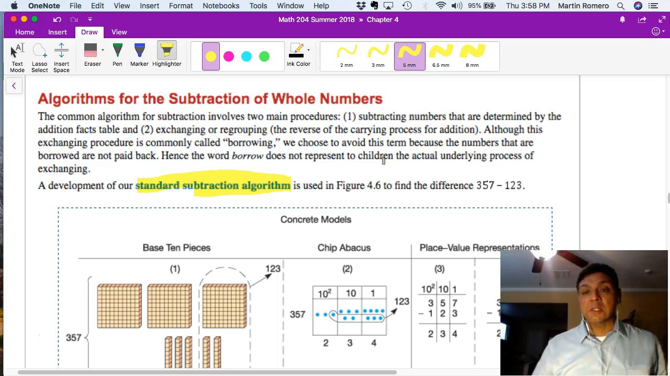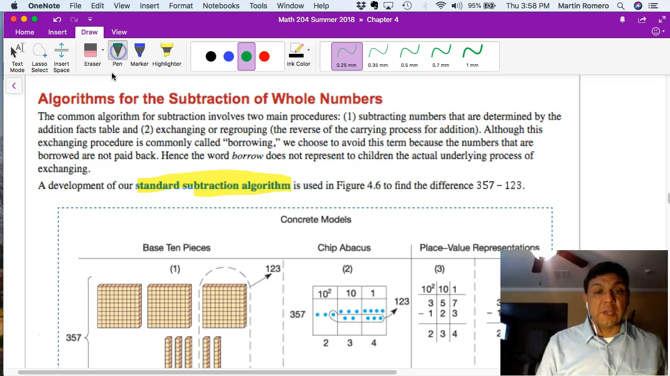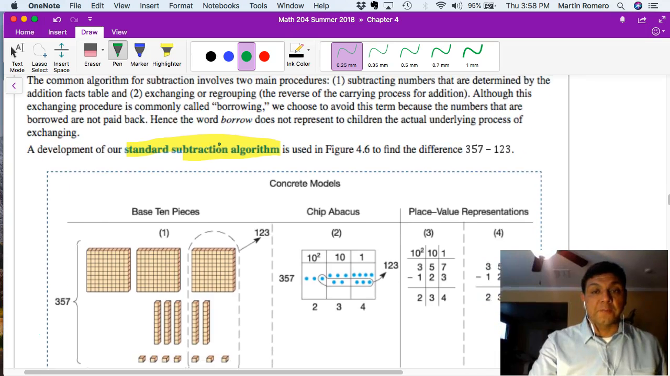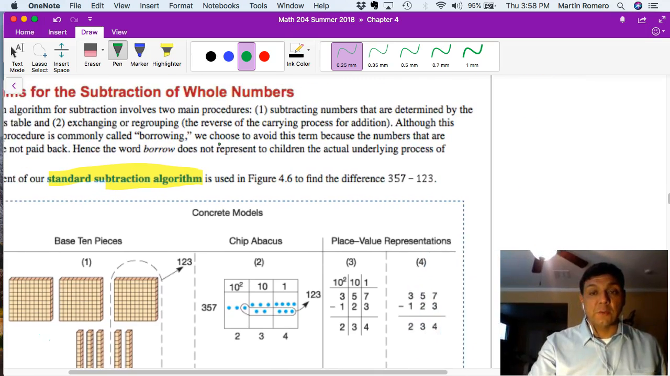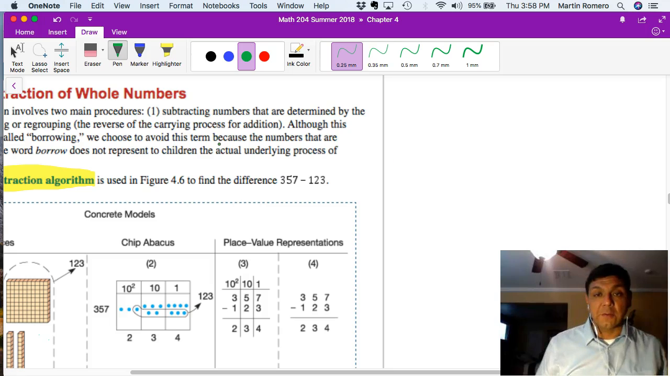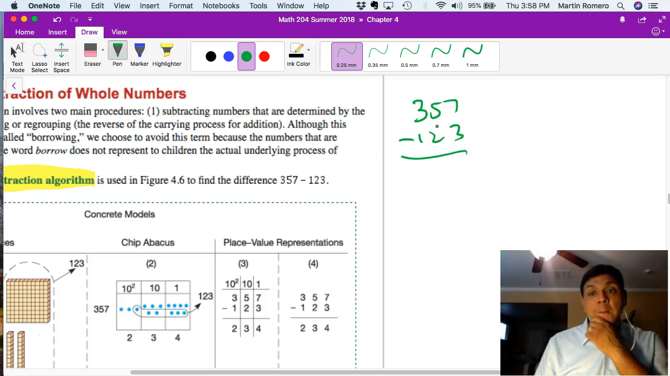And many times that's just with computations. And so in this case here, you have a picture here of what it looks like to do a problem here. 357 minus 123. So I'm going to do that over here. You can recreate that. 357 minus 123.